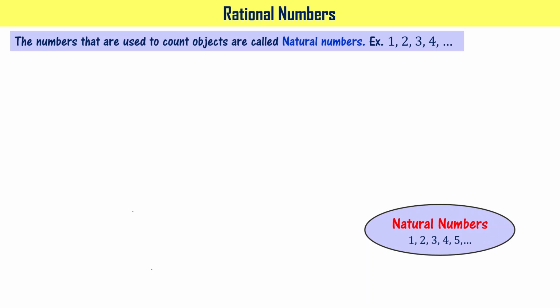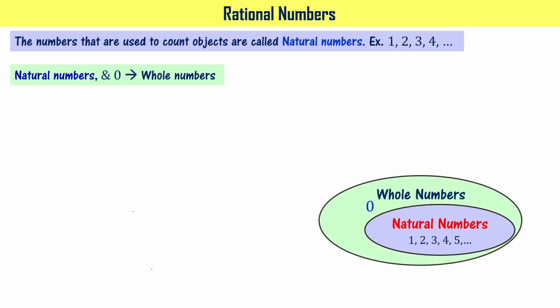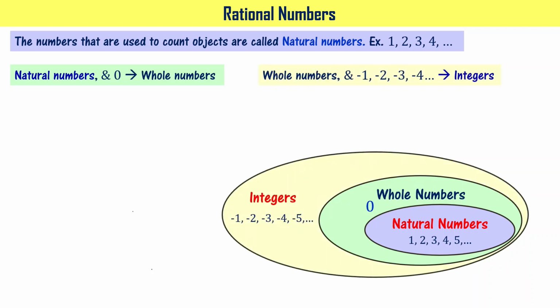We learned that the numbers that are used to count objects are called natural numbers, right? They are 1, 2, 3, 4, 5 and so on. When you add 0 to that list of numbers, you call them whole numbers, right? 0 and 1, 2, 3, 4, 5 together are called whole numbers. Now, when you add negative numbers like minus 1, minus 2, minus 3, minus 4 and so on to the whole numbers, what you get is integers, right?